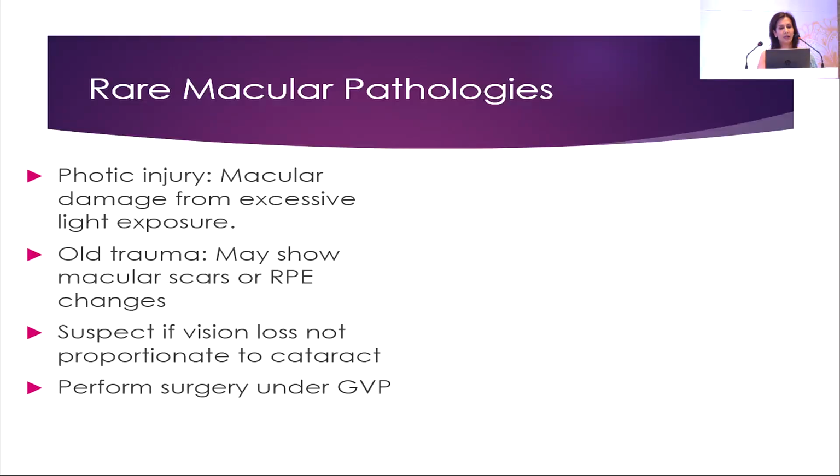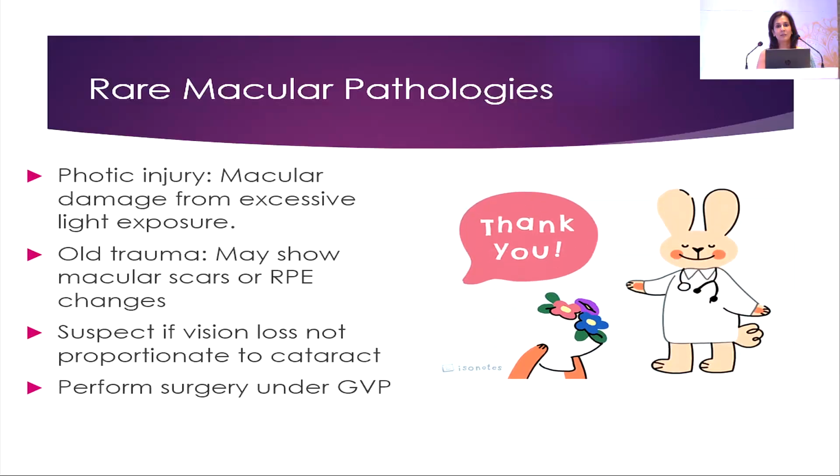Coming to some rare macular pathologies, photic injury: you can ask for a history of old trauma, but again, you may not know. Subtle signs like a pigmentary change at the macula will be the giveaway. Again, suspect all these as another cause if vision loss is not proportionate to the cataract. Cataract surgery has to be done, but this is basically for prognostication, because only when you tell the patient and keep the expectation low will the patient thank you for the surgery, otherwise you're going to be in trouble.